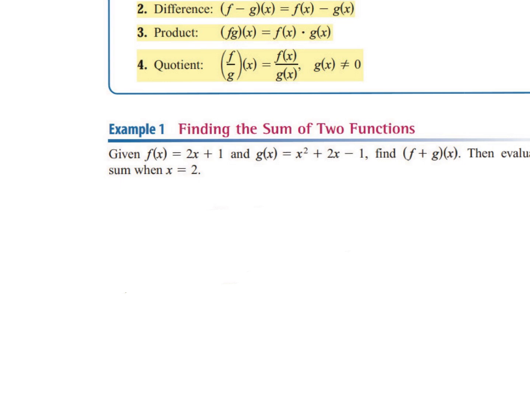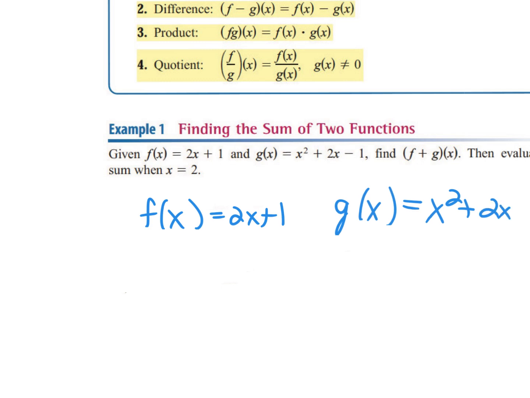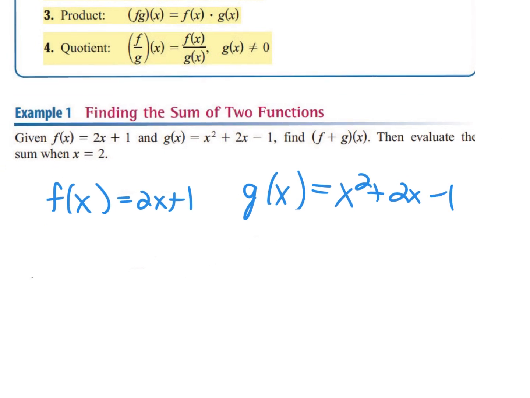All right, same thing. My f function, and then I have my g function. What are they asking us to do in this problem? What did I circle in blue? It says f plus g of x. So what am I going to do to the f equation and the g equation? You add them. You just combine like terms, guys.